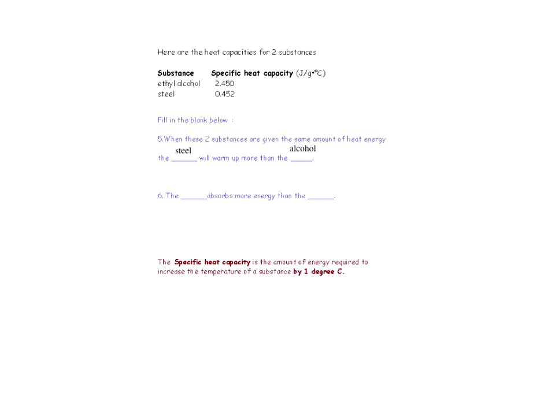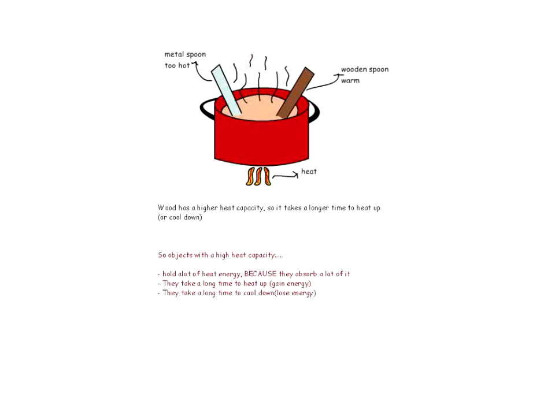Okay, this one's actually going to be the alcohol, because something with the high heat capacity is going to absorb more energy. So if we look back at our definition here, we said objects with the high heat capacity hold or absorb a lot of energy. Okay, so because the alcohol has a high heat capacity, it absorbs a lot of energy.